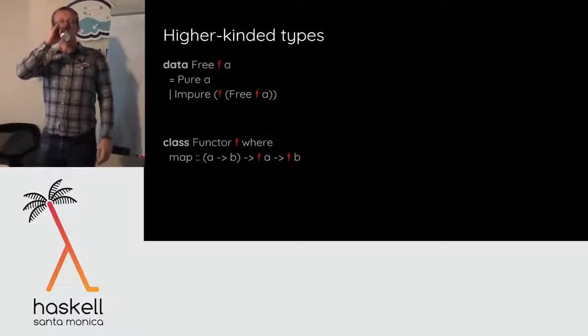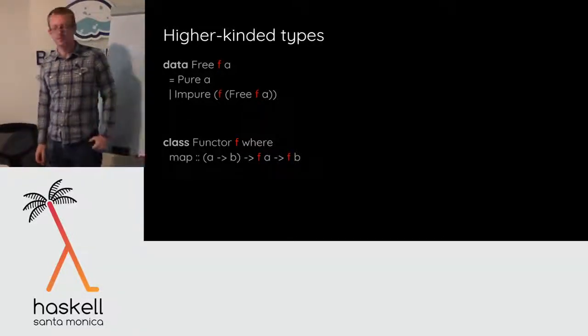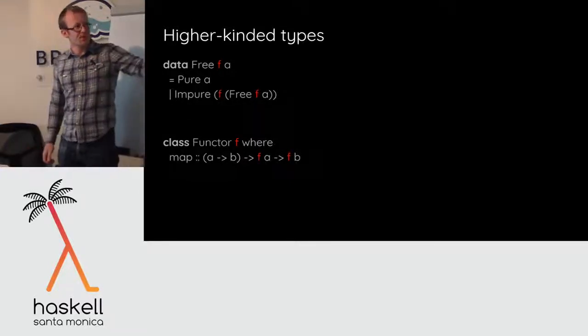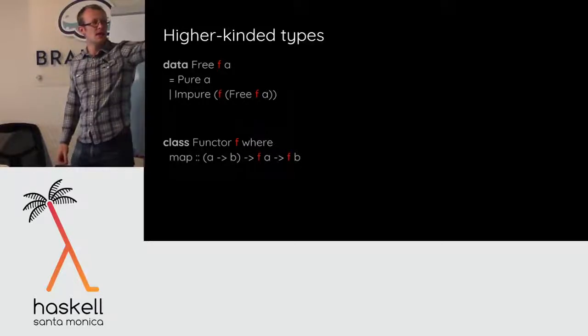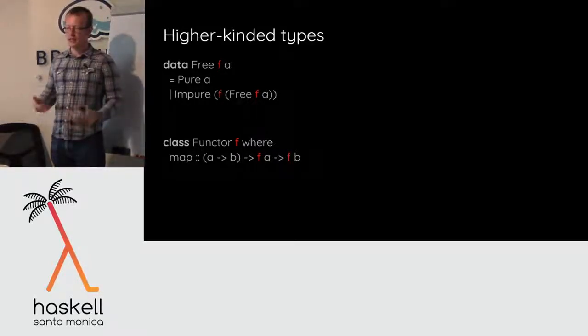So how do you know, looking at the signature, that in Free F A, F is a constructor? Right, so what's happening here is we have essentially type inference going on one level up at the type level, inferring kinds.